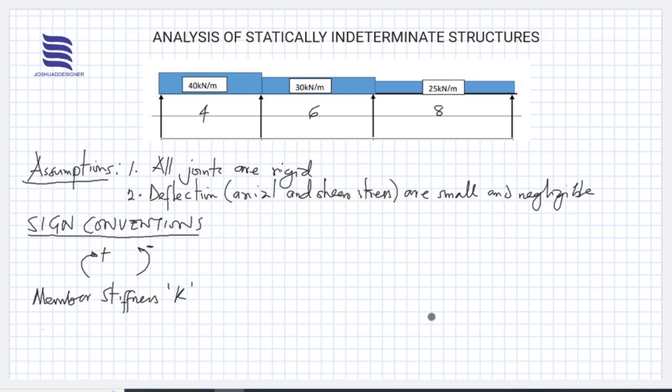So assuming we have a span, we have this first span, let's call this span 1. We call this span 2. Then we call this span 3. Right? So taking out span 1, this outer support is taken as simply supported. Then we take these as fixed, having told us that our joints are fixed, so we have this as fixed.